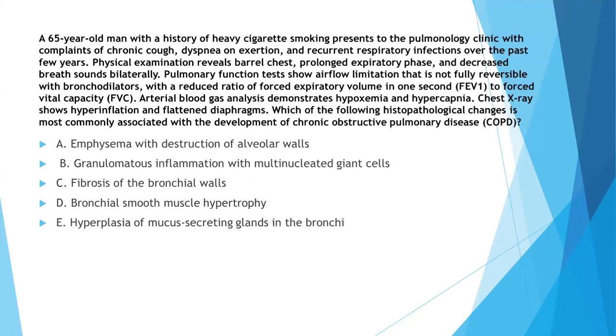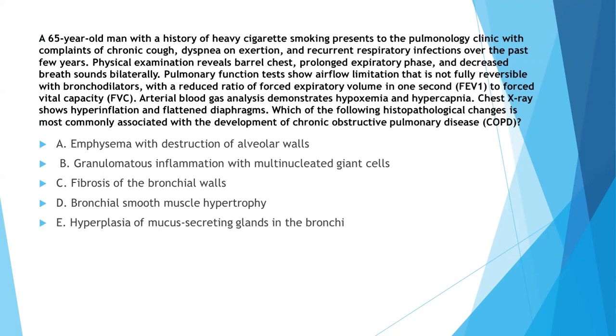Now let's talk about the last question for this video. Which of the following histopathological changes is most commonly associated with the development of chronic obstructive pulmonary disease? A 65-year-old man with a history of heavy cigarette smoking presents to the pulmonology clinic with complaints of chronic cough, dyspnea, exhaustion, and recurrent respiratory infections over the past few years. Physical examination reveals barrel chest, prolonged expiratory phase, and decreased breath sounds bilaterally.